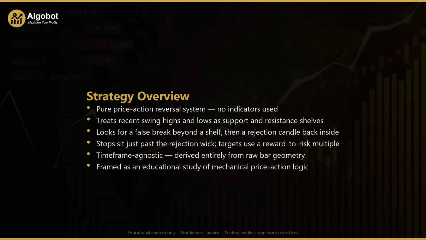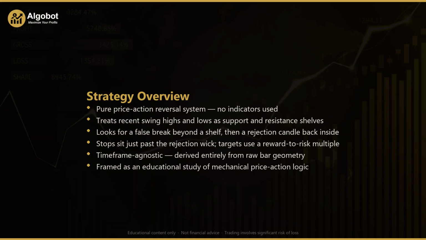When price prints a clear swing low, that low becomes a kind of shelf, a level where buyers previously stepped in. When price prints a clear swing high, that high becomes a shelf overhead, a level where sellers previously took control. The strategy treats these fractal swing points as the only support and resistance that price itself has actually drawn.